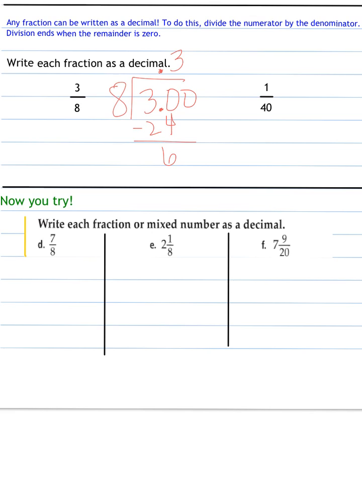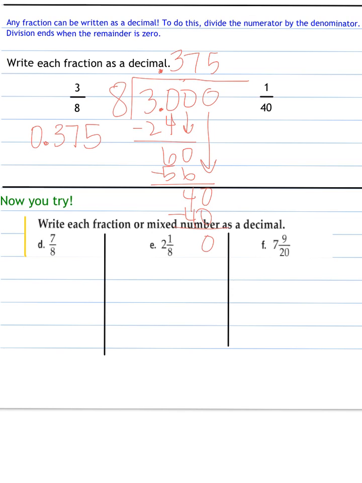Now we have a remainder of 6, so we add a 0. 8 goes into 60 7 times. 7 times 8 is 56. Do our subtraction. We still have a remainder, so we keep adding zeros. 8 goes into 40 5 times. 5 times 8 is 40. Now we have a remainder of 0, so we are done. So 3/8 written as a decimal is going to be 375 thousandths. So that is how it looks as a decimal.